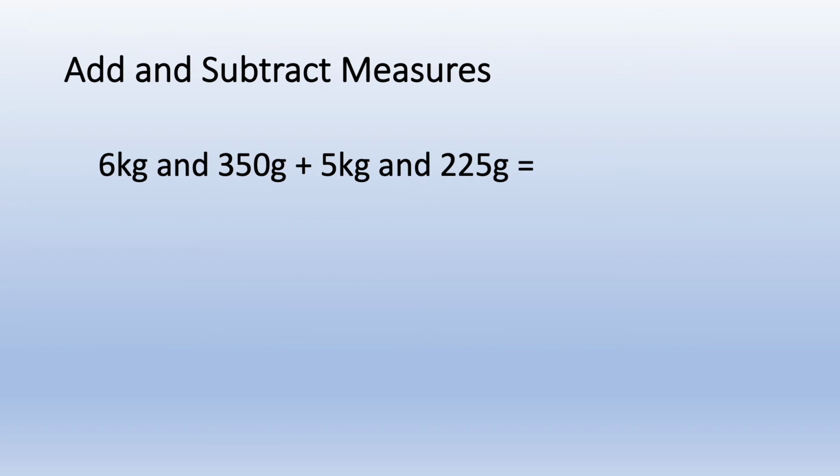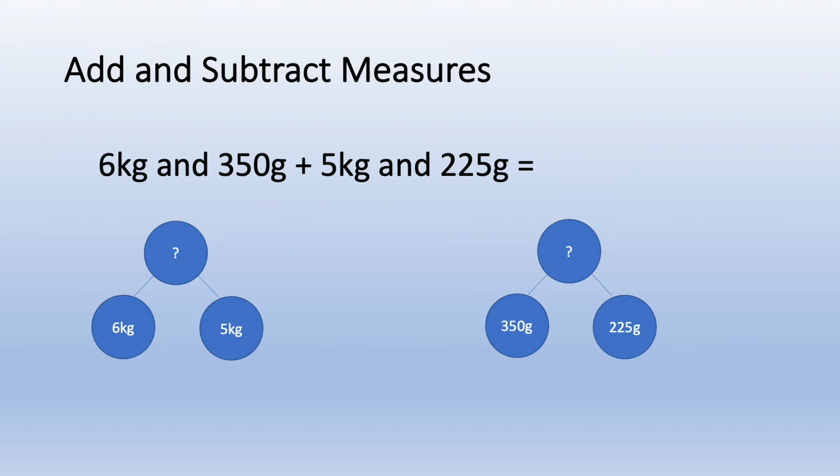Your child also needs to be able to add and subtract mass, capacity and length using mental and written methods taught. And I'll show you the part-whole method here, with my example being 6 kilograms and 350 grams add 5 kilograms and 225 grams. So we can partition the kilograms and grams. On the left we put 6 kilograms and 5 kilograms, and on the right we put 350 grams and 225 grams.